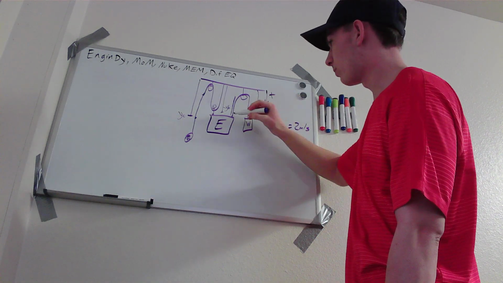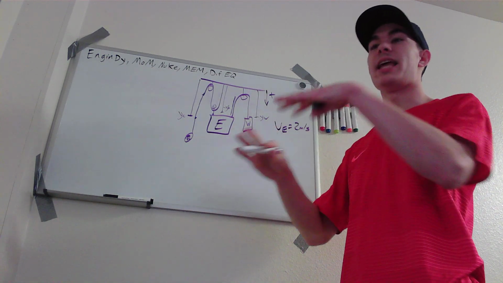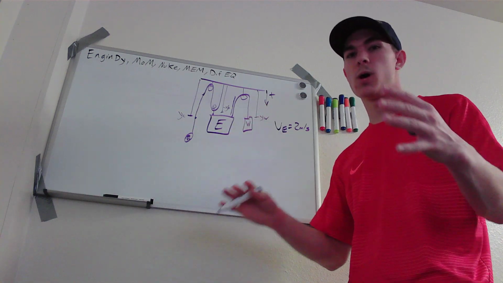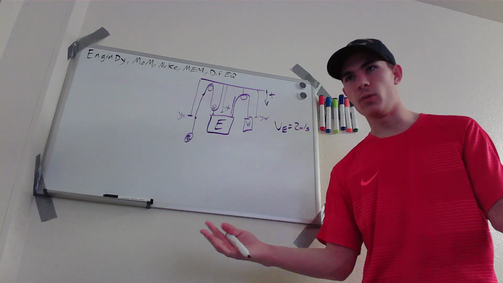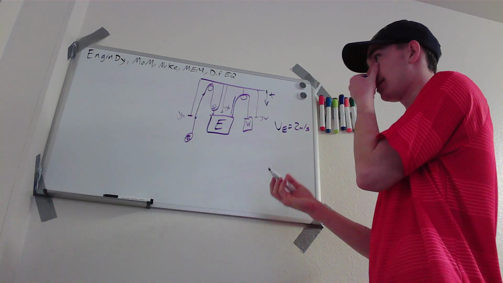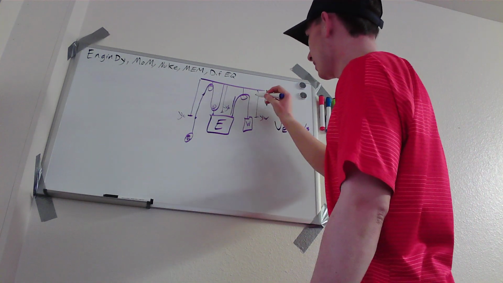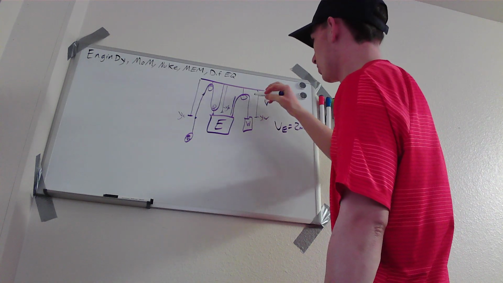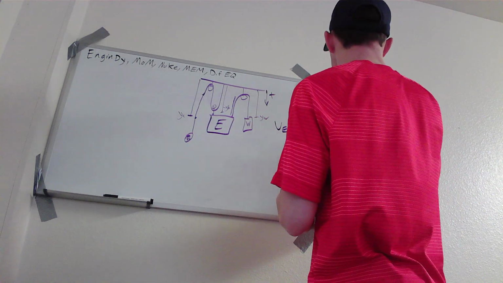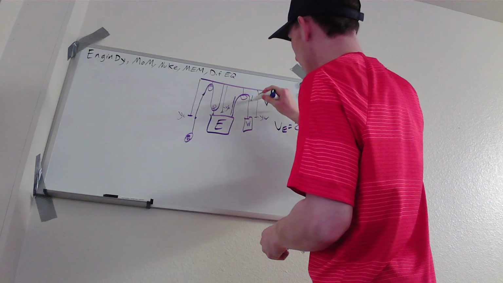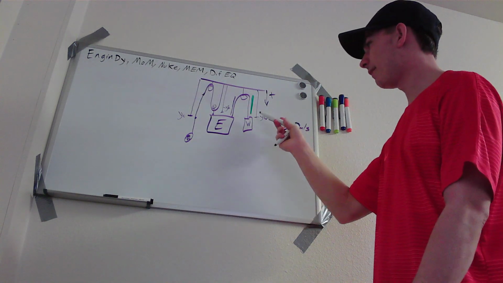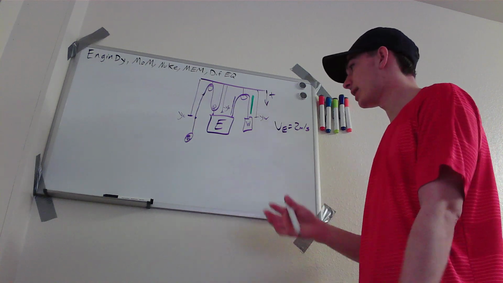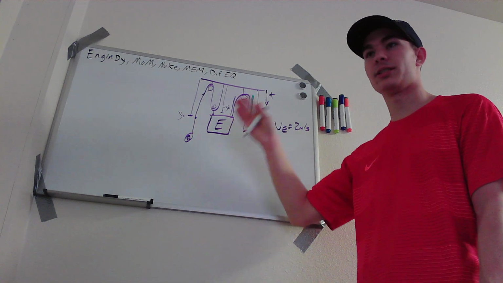And this rope is never going to change how long it is. It's impossible for this rope to magically grow in distance or decrease in distance. And this here is Y of W. This length is Y of W. And so you have Y of W and Y of E is going to equal a constant length.